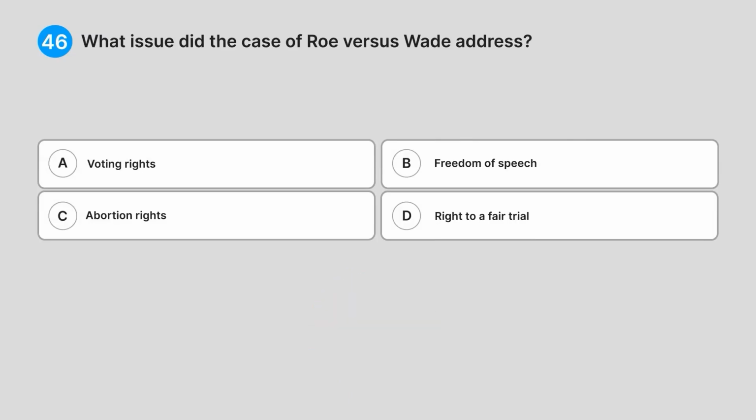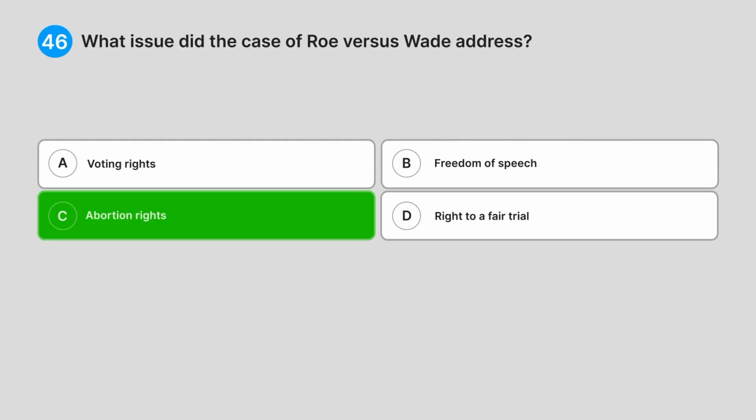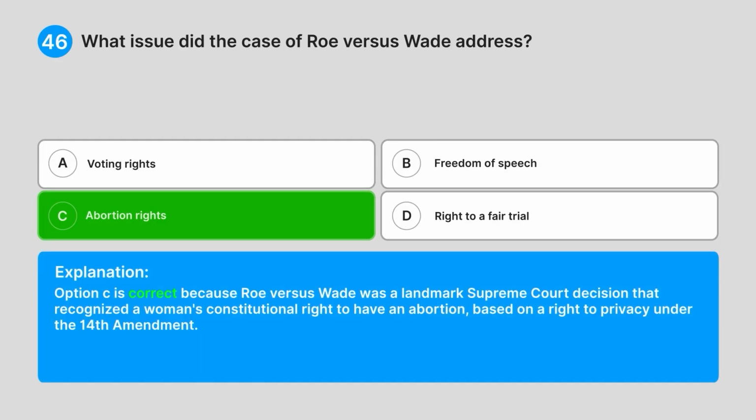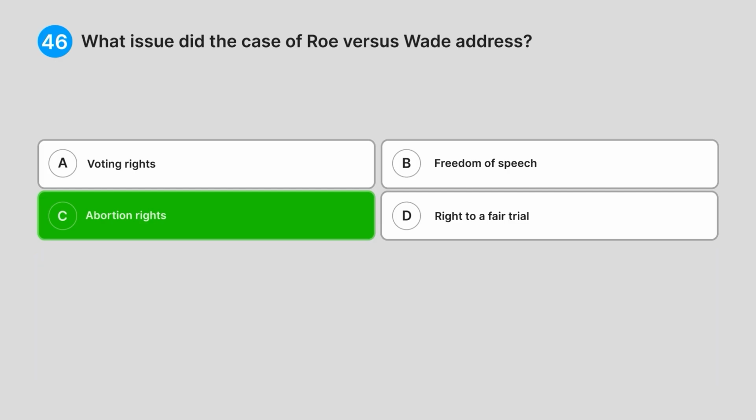Correct answer, C. Abortion rights. Explanation. Option C is correct because Roe v. Wade was a landmark Supreme Court decision that recognised a woman's constitutional right to have an abortion, based on a right to privacy under the 14th Amendment.